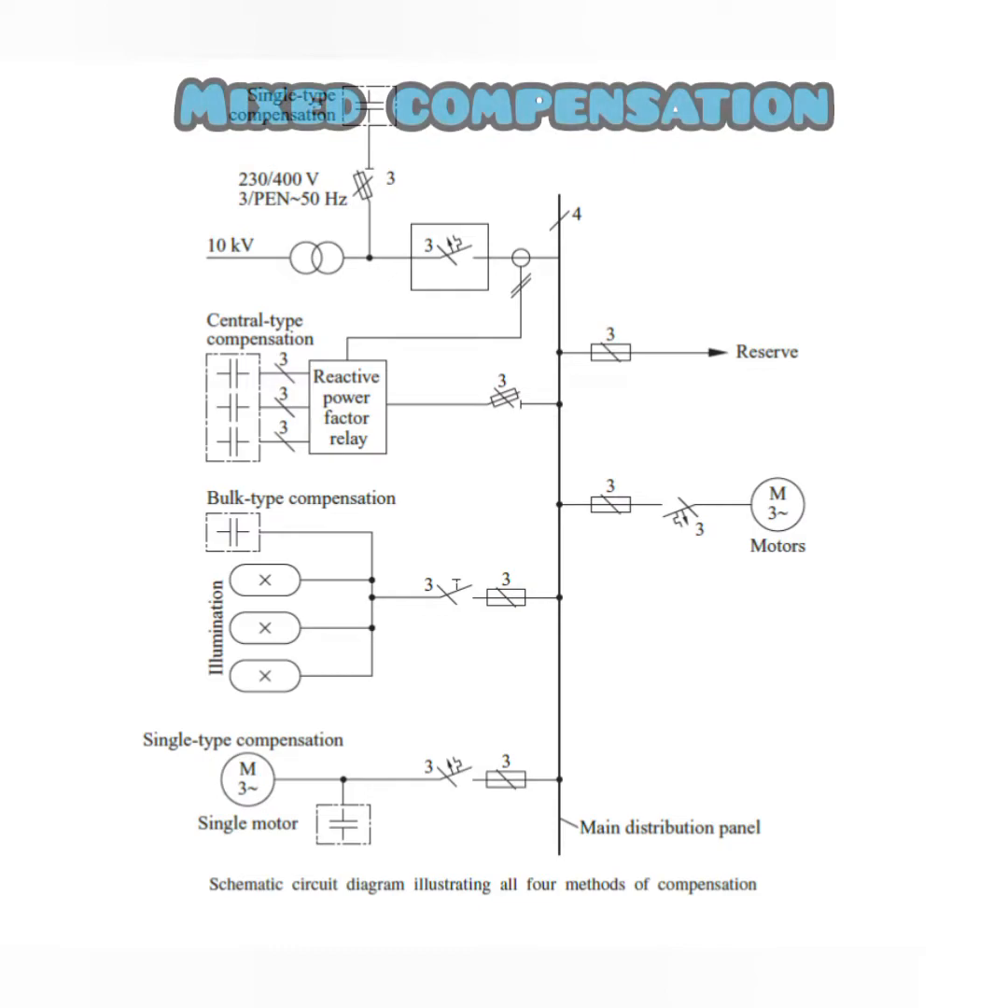Then this is the mixed compensation of a system. Here we have all the compensations mixed with one another. In this we have single type compensation, central type compensation, bulk type compensation, then single type for the motors, for your transformers and for your illuminations, which means your fluorescent lamps, hydrogen, helium, sodium vapor type lamps. You can just go through it. Hope you understand. These are all the basic common types of your reactive power compensations.